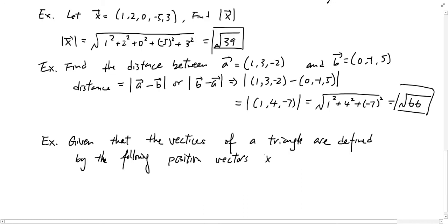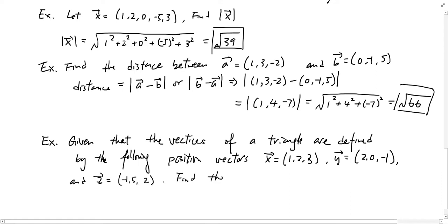Let's say vector x is (1, 2, 3). Vector y is (2, 0, -1). And vector z is equal to (-1, 5, 2). Find the length of each side. And I'll let you do this problem on your own, and then we can probably go over it during class.